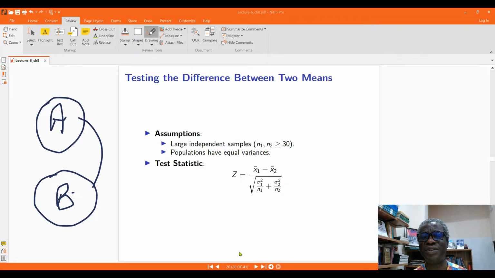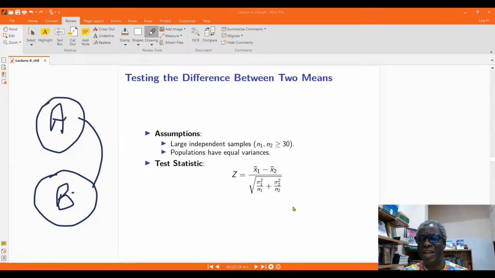Are you able to see my screen now? Are you able to see my screen? Okay, great. Thank you very much.